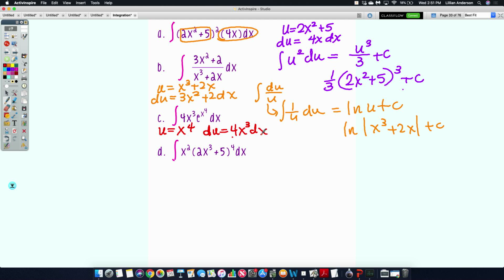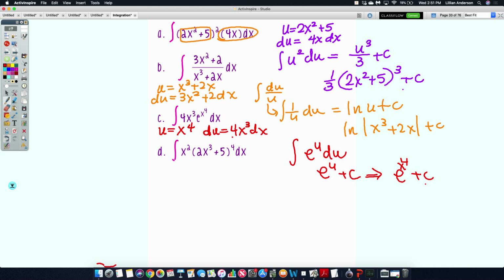So then this integral becomes the antiderivative of e to the u. And what's the antiderivative of e to the u? E to the u, plus c. And you just make sure that you go back in and plug in what you put in for u. So that becomes e to the x to the fourth plus c.